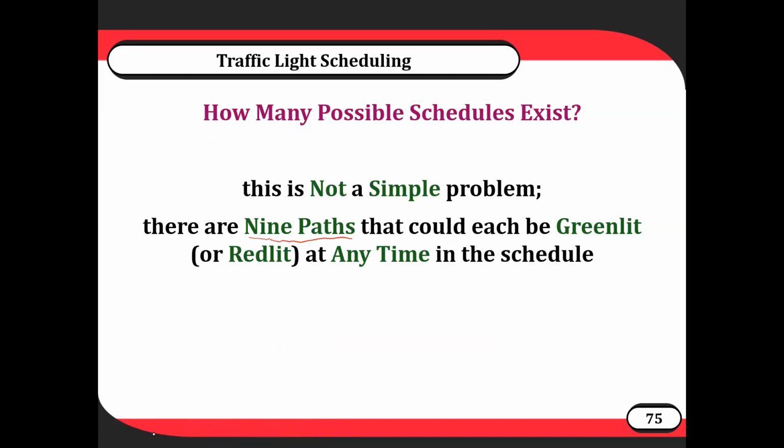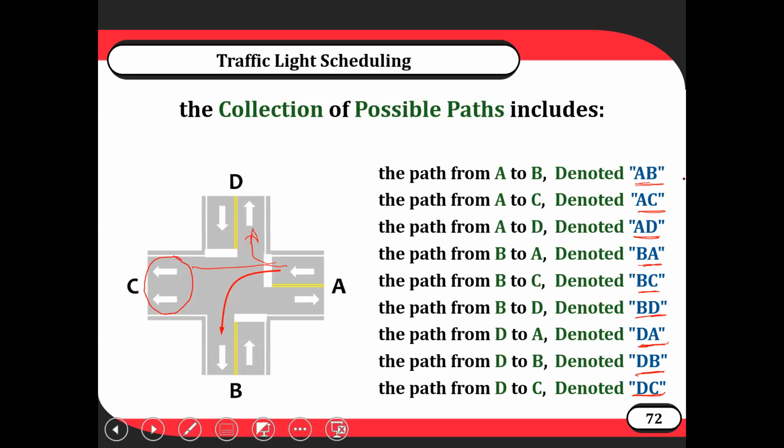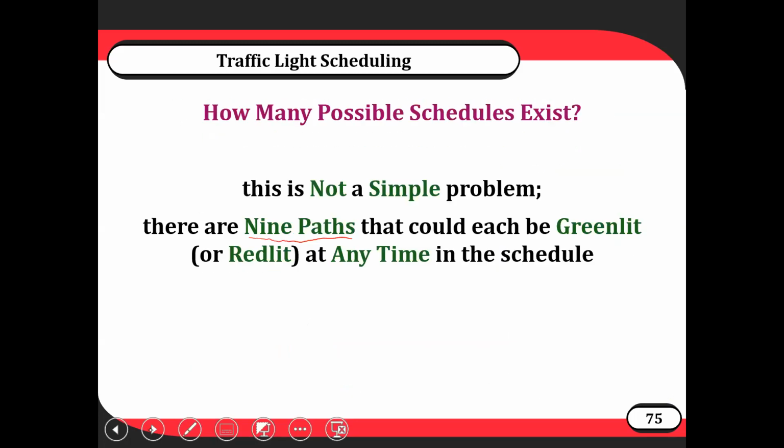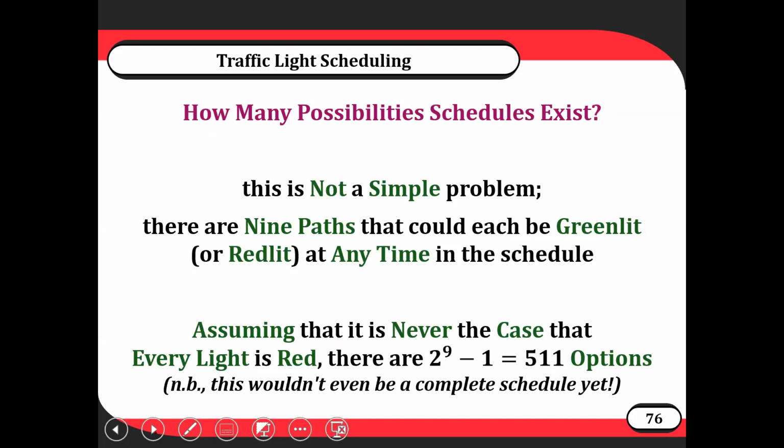Okay, so there are 9 paths, right? So if we look back here, if we count all these, there are 9 of them. And each of them can be green lit or red lit at any time. So how many possible combinations is that? How many possible ways are there to green light and red light all of these? Well, since there's 9 of them and each of them has 2 distinct values, that means there's 2 to the 9 possibilities, which is 512. But assuming that we never actually have every light red at the same time, we can eliminate that possibility. So there's 511 options. So that's probably more than I would have guessed if I didn't know the answer.